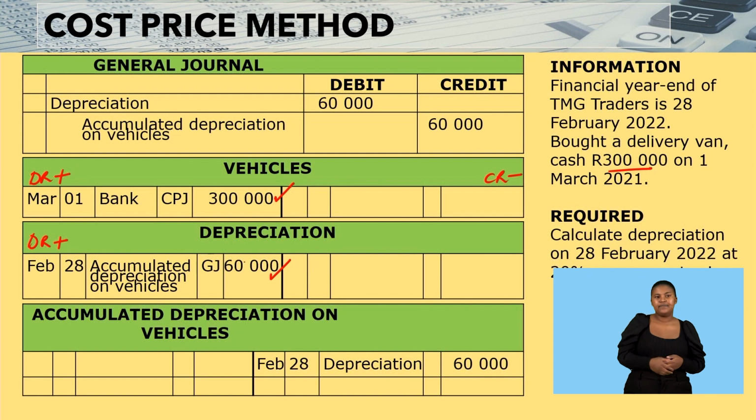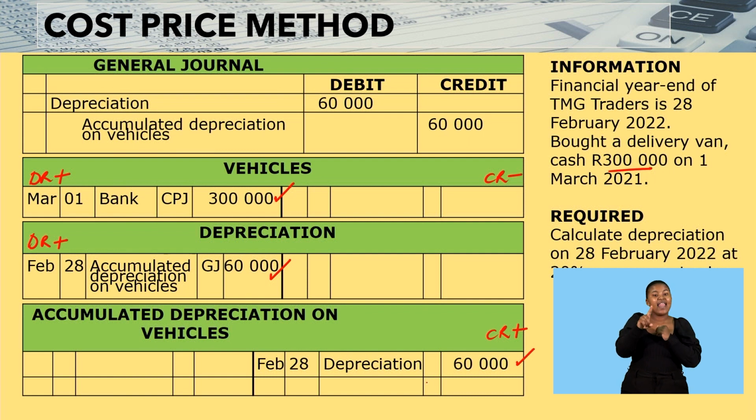And then we will credit our accumulated depreciation because it reduces our assets. All right? So we'll credit. Remember, accumulated depreciation increases on the credit side. So we have debited our depreciation with accumulated depreciation. Now to complete double entry, I'll come to my accumulated depreciation and I credit it with depreciation 60,000. Then I have completed my general ledger.